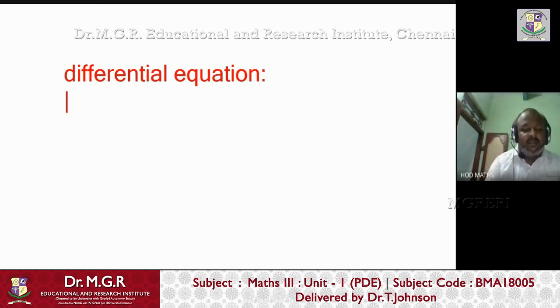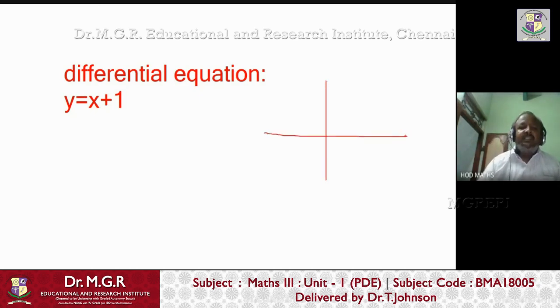Whenever you write something like y equals x plus 1, this is an ordinary equation. If you draw the graph of this curve, what will it look like? When x equals 0, y is 1. So the x value is 0, the y value is 1.